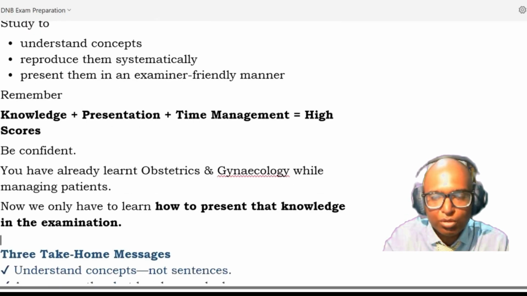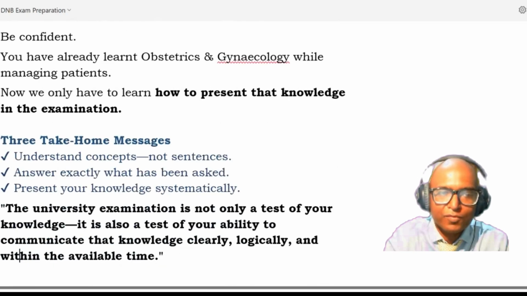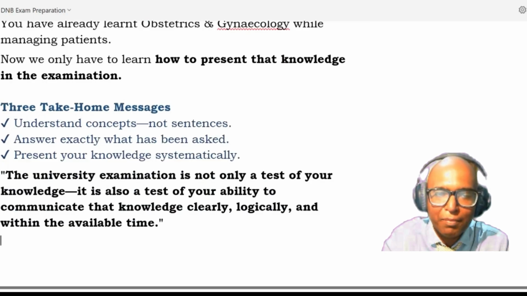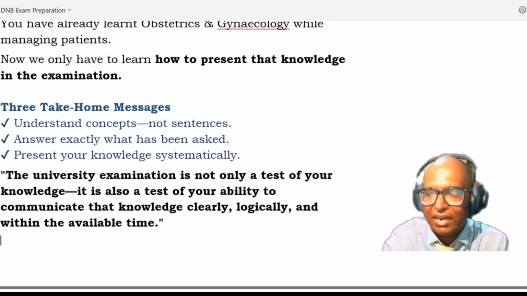We will go through important topics. The take home message is that understand the concepts, not the sentences. Answer exactly what has been asked. Present your knowledge systematically. This is today's take home message. The university examination is not only a test of your knowledge, it is also a test of your ability to communicate that knowledge clearly, logically, and within the available time.